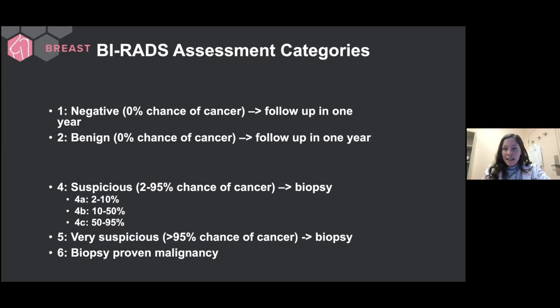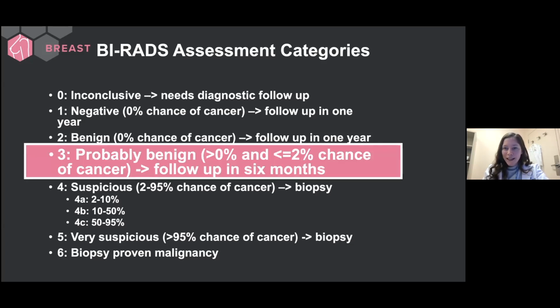A BI-RADS 6 means that there is a biopsy proven malignancy on the imaging. A BI-RADS assessment category 0 means that the study is inconclusive and we need to do additional diagnostic workup. And finally is our favorite category, BI-RADS 3.